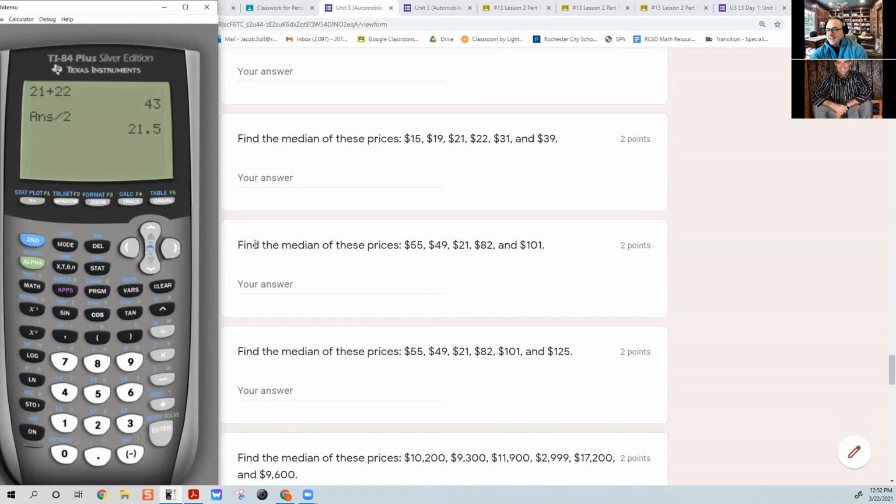Give this one a shot. Find the median of these prices: $55, $49, $21, $82, and $101. Difficulty here is I didn't put it in ascending order. Other than that, it's not too bad.